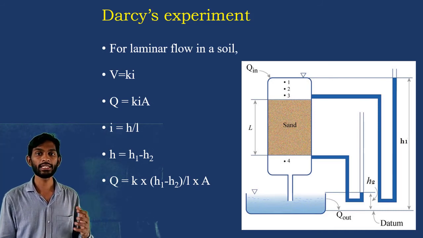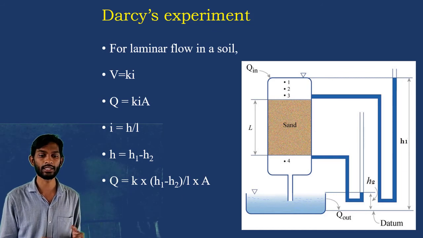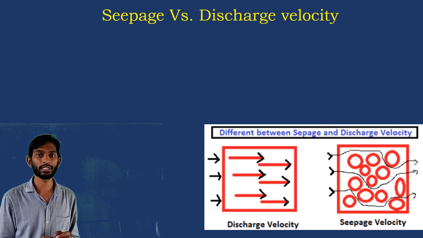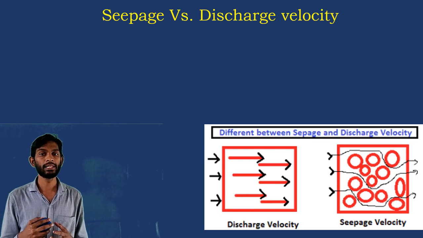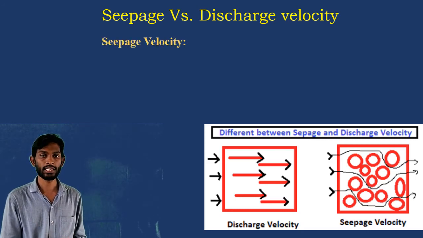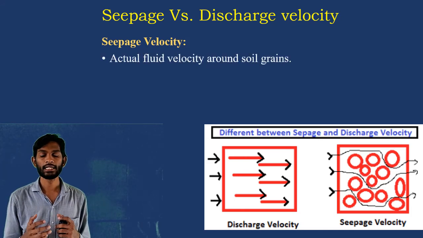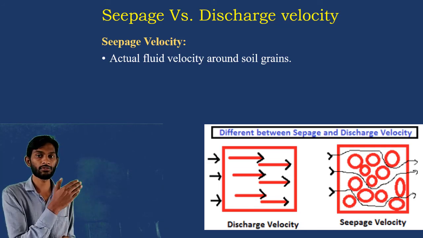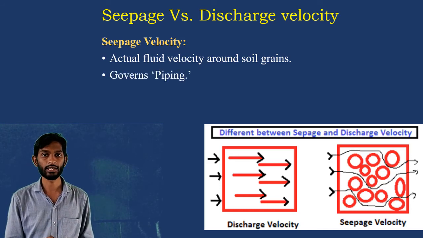Okay. Now the thing is, what is the difference between seepage velocity and discharge velocity? As you can see here, seepage velocity is the actual fluid velocity around the soil grains. See here, the water is flowing in between the soil grains. That is called seepage velocity. Whereas discharge velocity is the total amount of velocity that is flowing from one end to the other end. It is called discharge velocity.